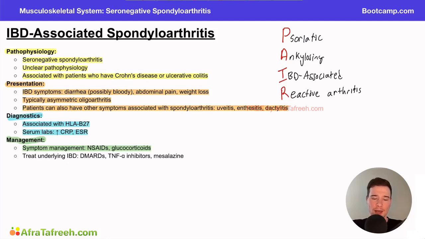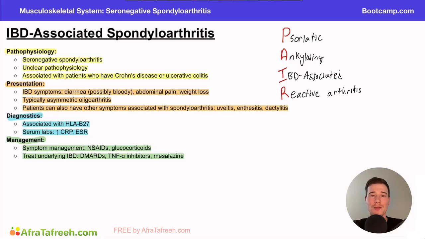However, these patients often have an underlying condition, and that needs to be addressed. It needs to be treated, right? They have an inflammatory bowel disease, right? Typically Crohn's disease or ulcerative colitis. This needs to be treated with things like DMARDs, TNF-alpha inhibitors, or potentially mesalazine. So that's really all I need you to know for test day.